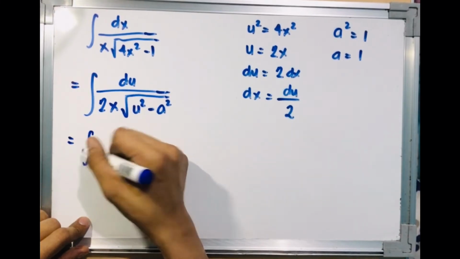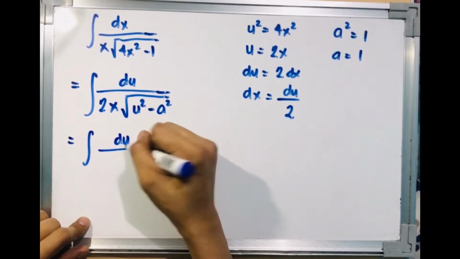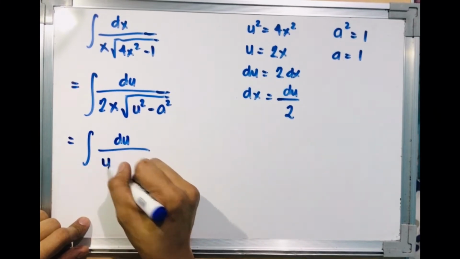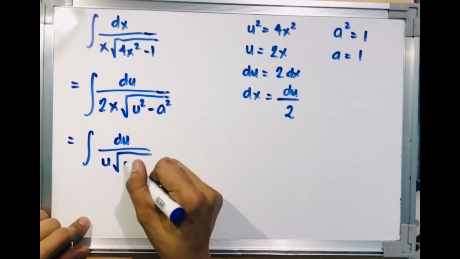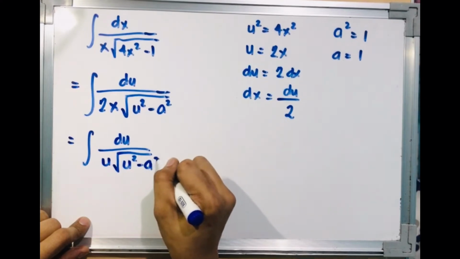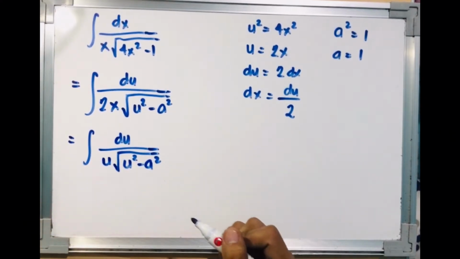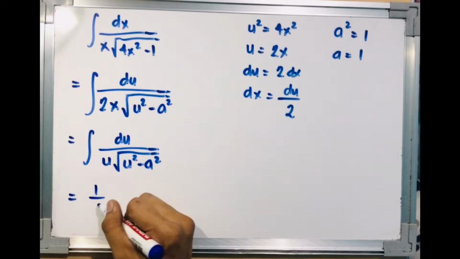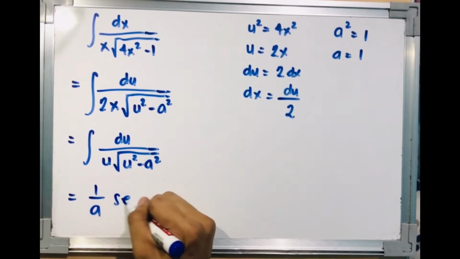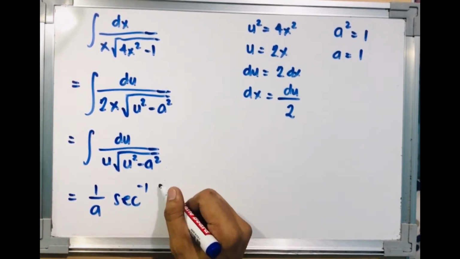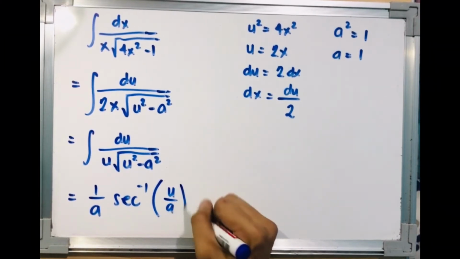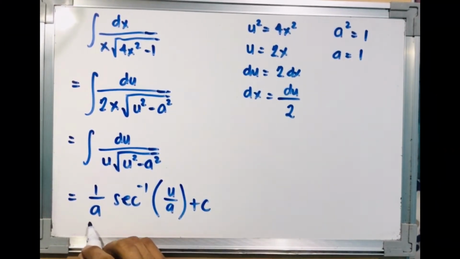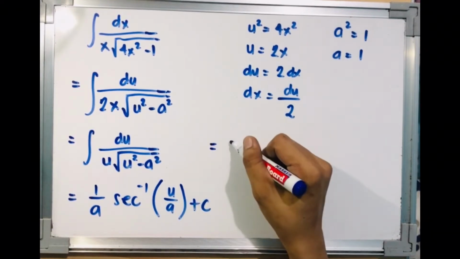So, kung i-rewrite natin yung function na to, magiging siyang du, your 2x is your u. And then, the square root of u squared minus a squared, and that's clearly one of our formulas form. And kung babalikan nyo yung formula natin, that is equivalent to 1 over a, the arc secant, yung pangatlong formula, u over a plus c. Okay? So, ilagay na lang natin or substitute yung mga values.